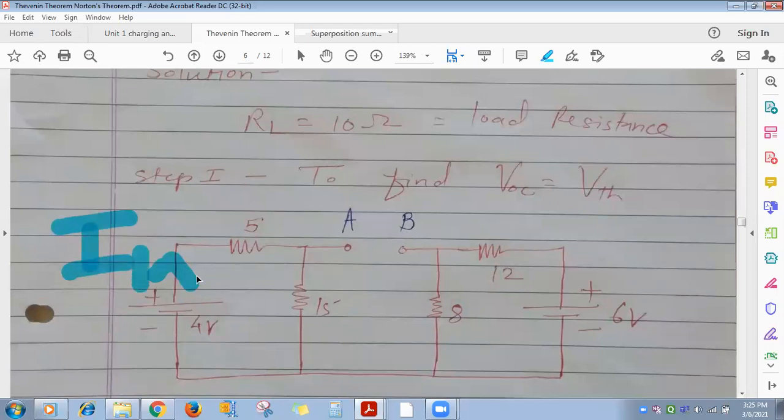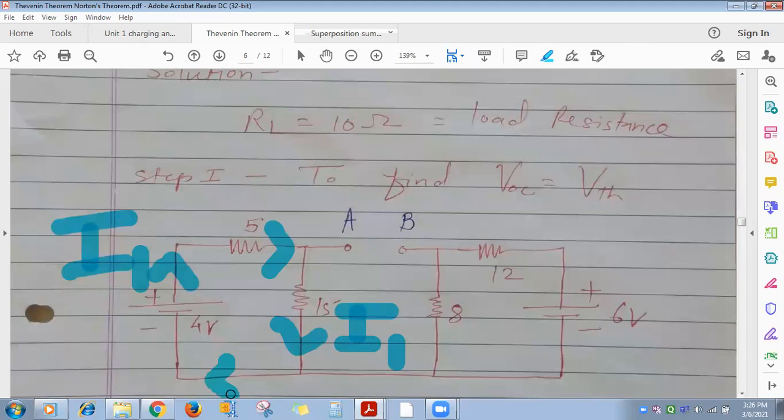Now, once I1 starts to flow through 5 ohm, how much current will flow? I1. Here A to B is an open circuit, right? No current. So how much current will flow through 15 ohm? I1 will flow. Current always prefers which path? Least resistance, the minimum opposition path.